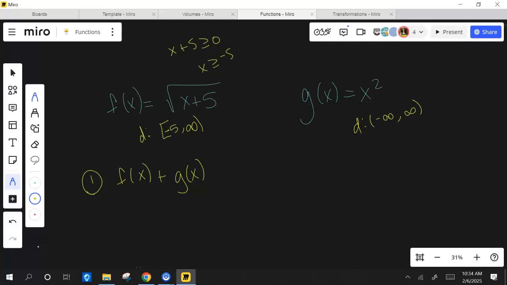Find the combined function along with its combined domain. F plus G. And maybe I write it like this.